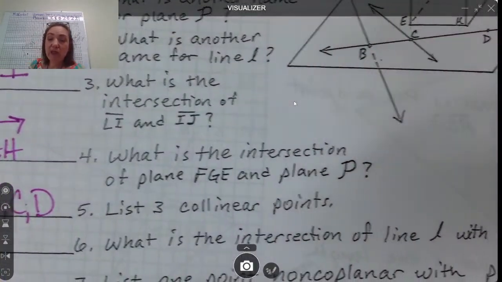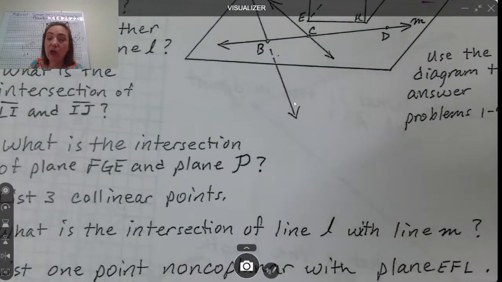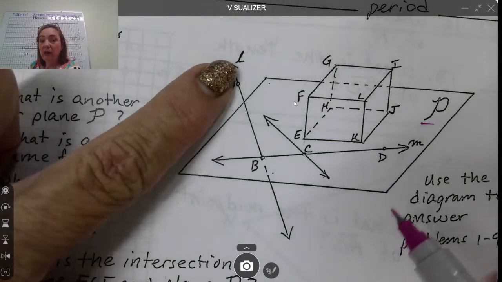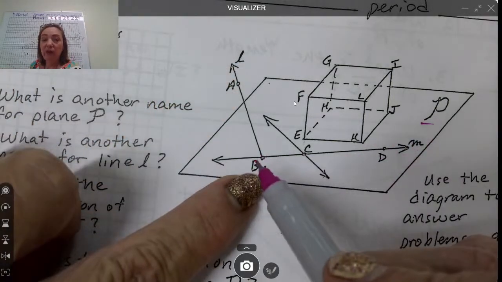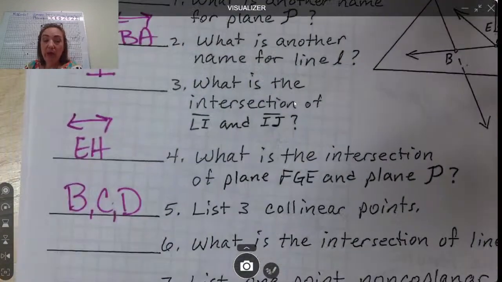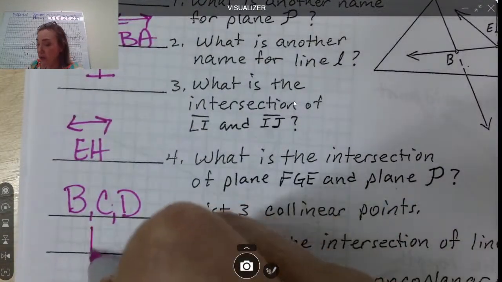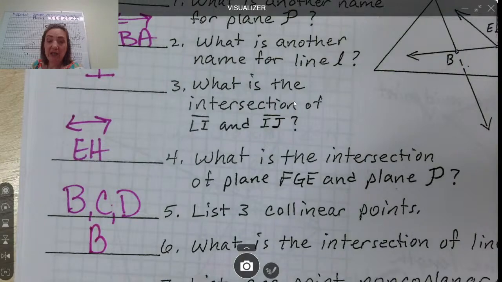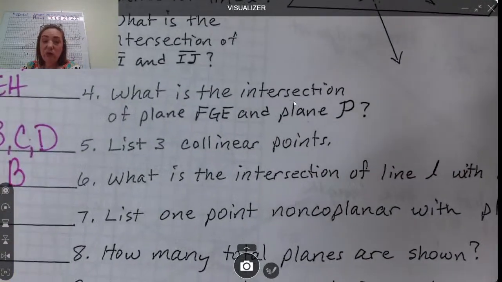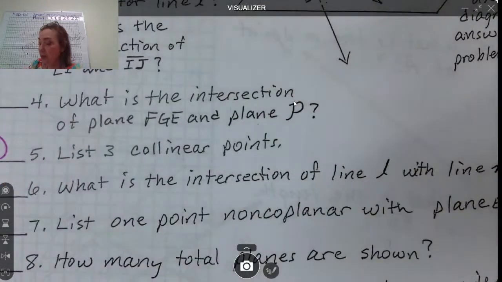Number 6, what is the intersection of line L with line M? So I find line L, I find line M, and I find where they connect. And where do they connect? At point B. So for my answer, I would just put a capital letter B. That names the intersection.